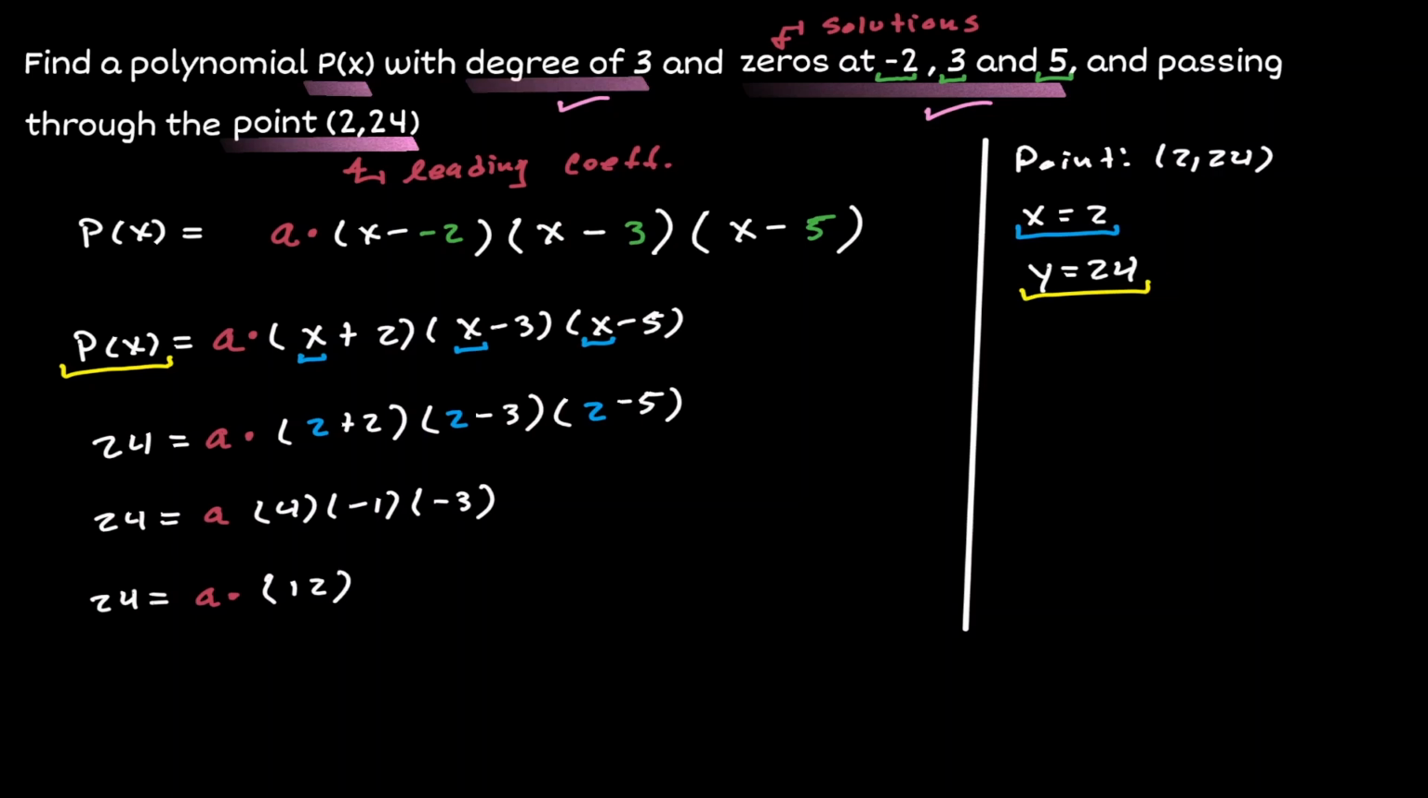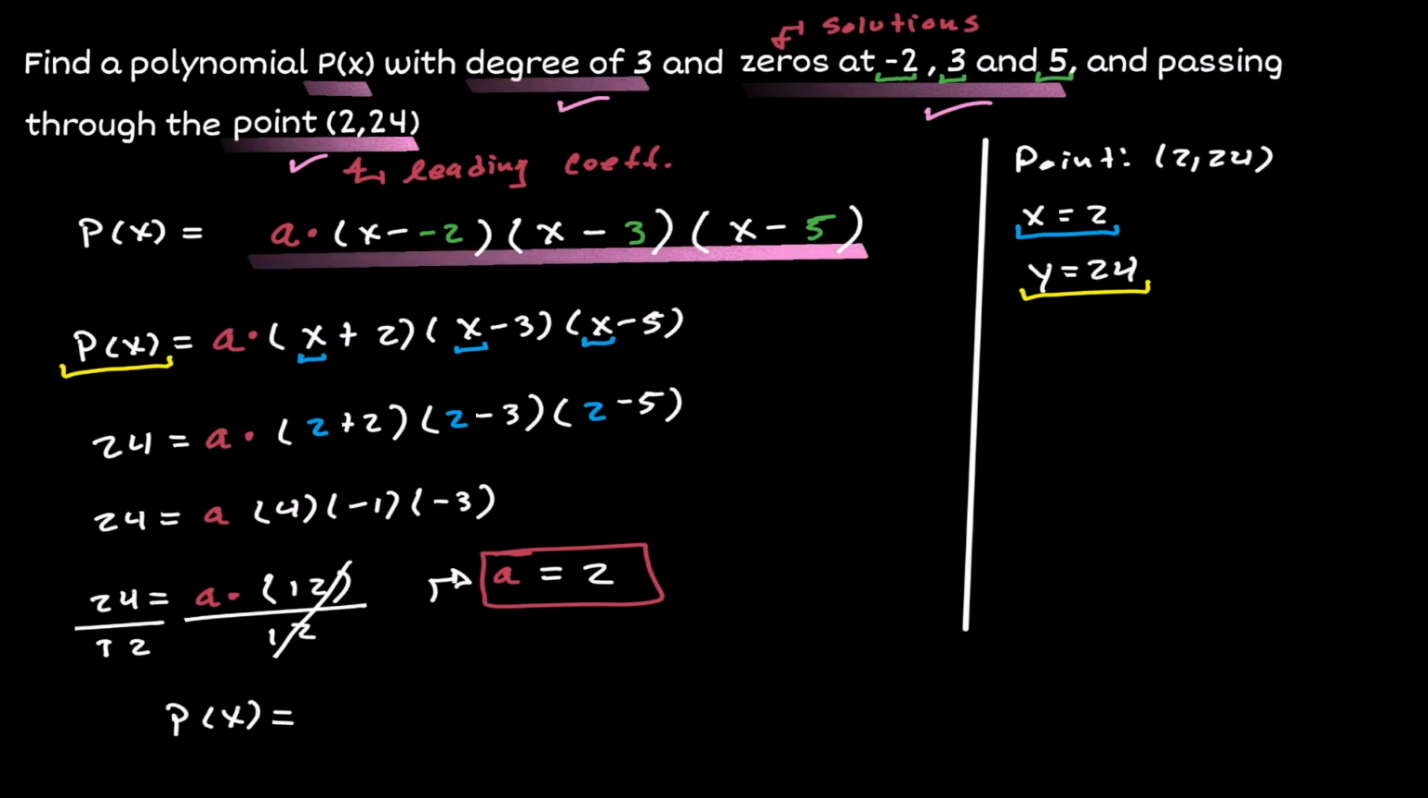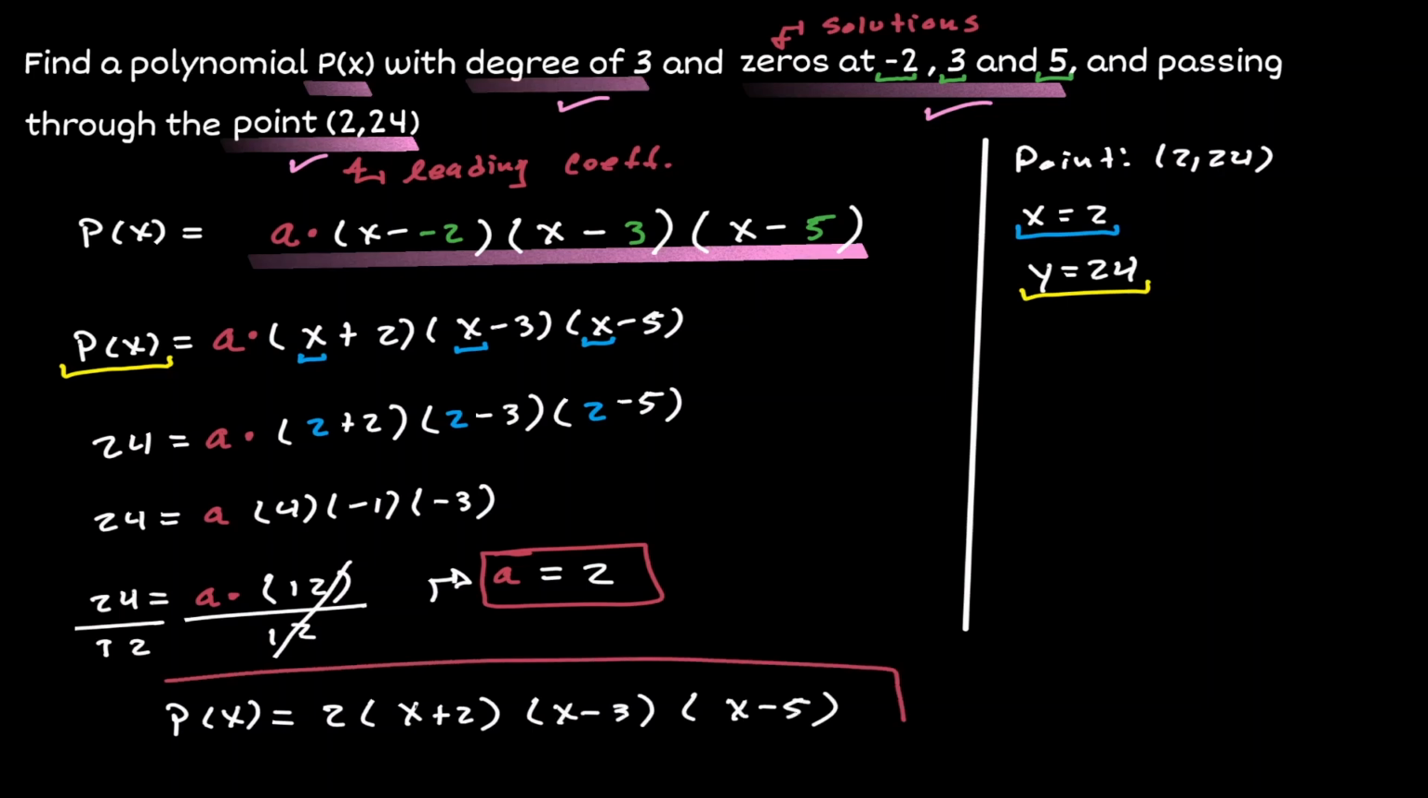And now we can solve for a. Now we can solve for a, because a is being multiplied. So we can do the opposite, which is division. So now we have found out the value of the leading coefficient, which is 2. And when we let our leading coefficient have a value of 2, we will guarantee for our polynomial to pass through the point (2, 24). So we have fulfilled all 3 conditions. Therefore, the polynomial that we need to consider is the polynomial that we have written at the beginning, but now we're going to let the value of a be 2. So we are done.